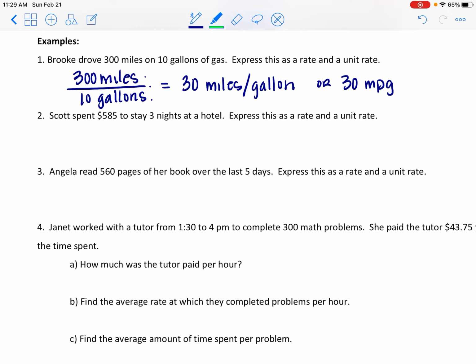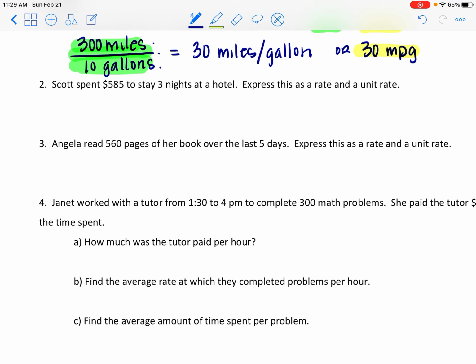So if I said express this as a rate, you could literally write exactly what's given to you, and then the unit rate averages that out. So the unit rate is an average of 30 miles per gallon. Now, we don't know that that's true, right? It could be that there was 40 miles traveled for the first gallon and there was 20 miles traveled for the next gallon, but on average, 30 miles per gallon. Okay? Let's try that again.